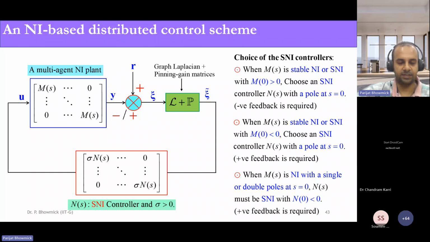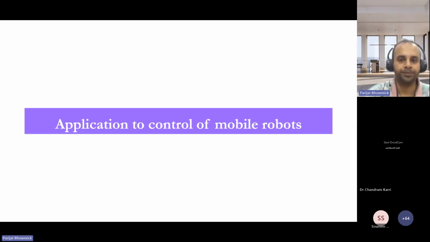And lastly, if the plant is NI with one or two poles at the origin, then you can easily remember the stability result. You need an SNI controller. In this case the controller is SNI because the plant has poles at the origin. So the plant is marginally stable, and then the controller would be SNI having a negative DC gain. These three types of cases may occur, and by them we can cater to most of the scenarios.